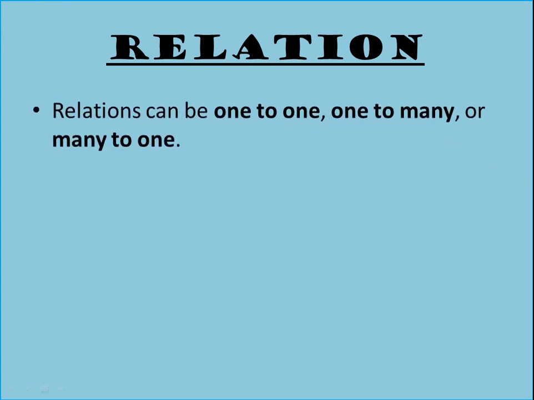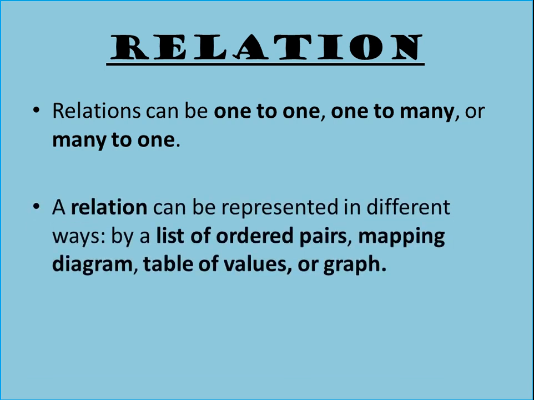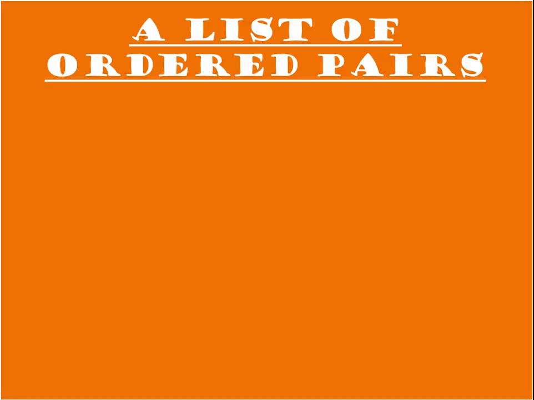Relations can be one-to-one, one-to-many, or many-to-one. So, itong tatlong ito na po ay, ang tawag po dyan ay correspondences, and later on, we will discuss each of them. A relation can be represented in different ways. It can be by a list of ordered pairs, mapping diagram, table of values, or a graph. Let's start with a list of ordered pairs.